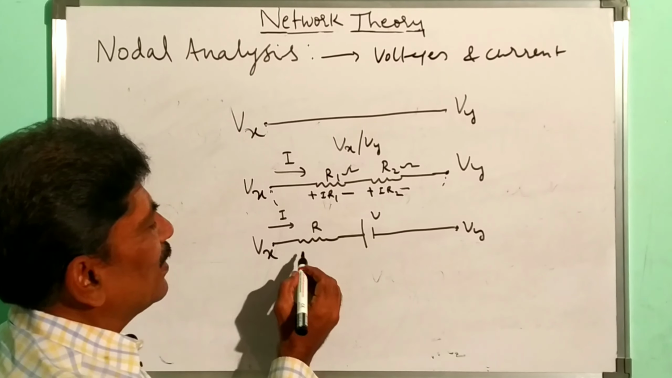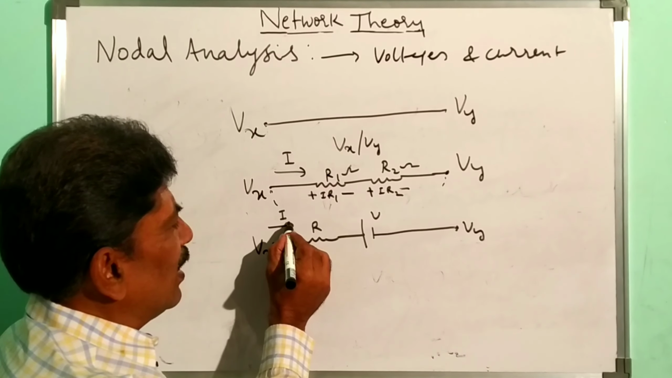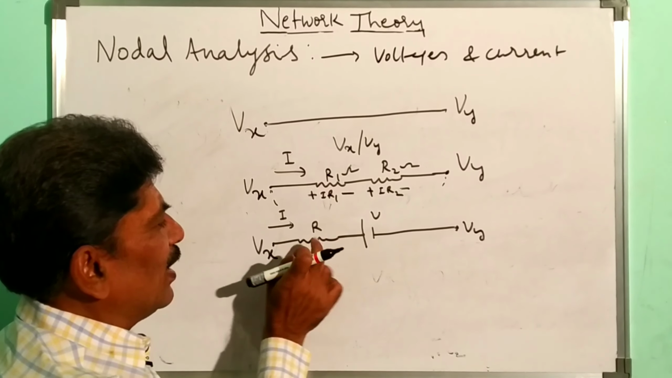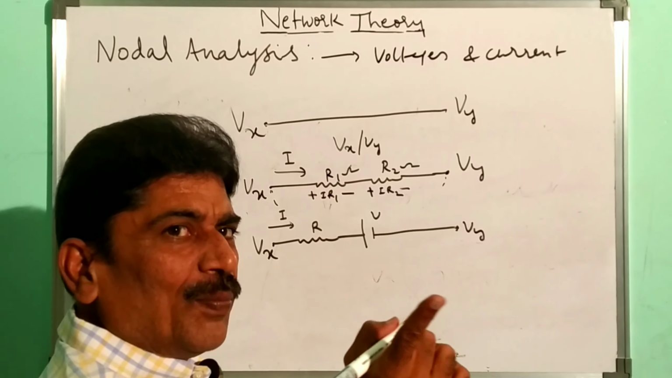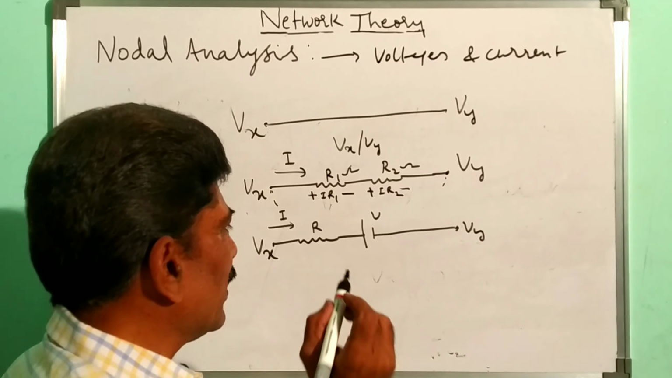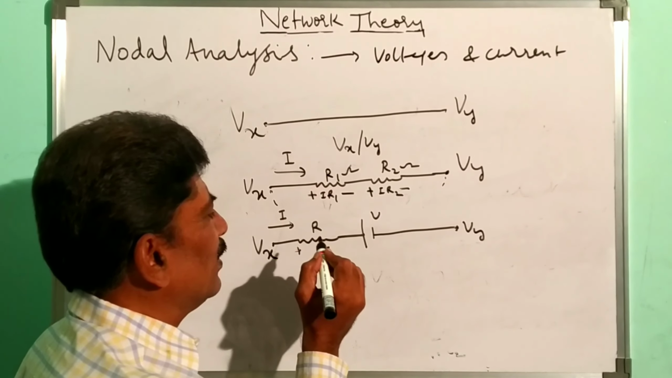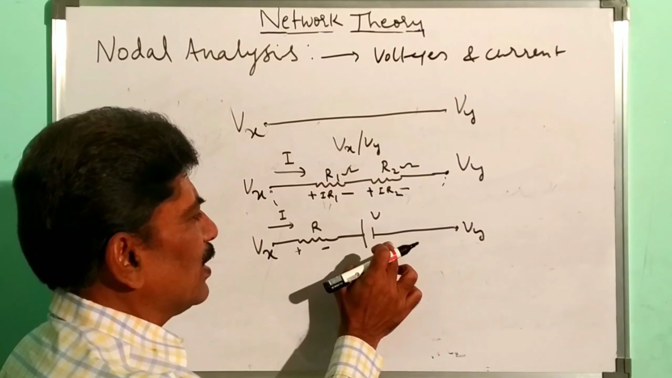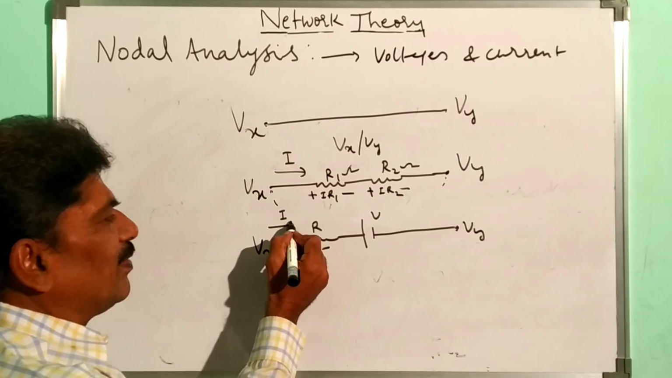Okay, now mark the polarities. I is moving like this, and this is an energy absorbing element. So current should enter the positive terminal for an absorbing element, and leave from the negative terminal. Okay, and this is higher potential, this is lower potential. Now let us move from this end, from left to right. Let us find out the value of current now.